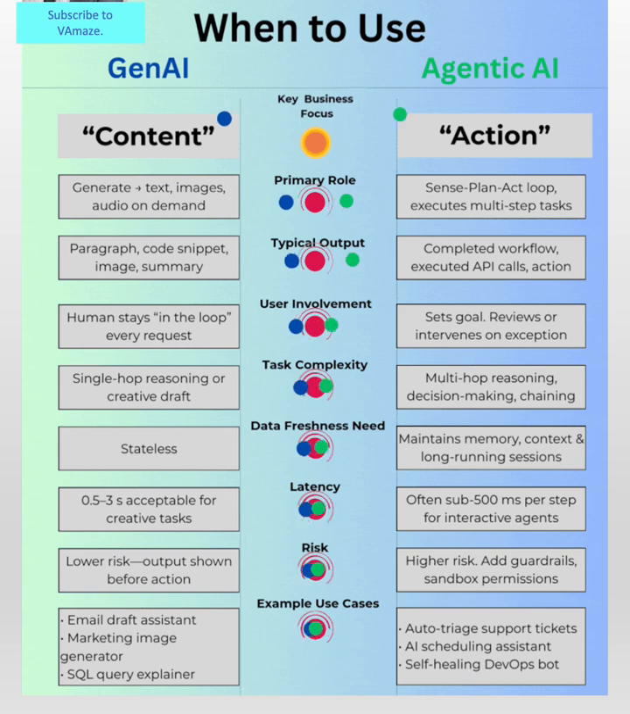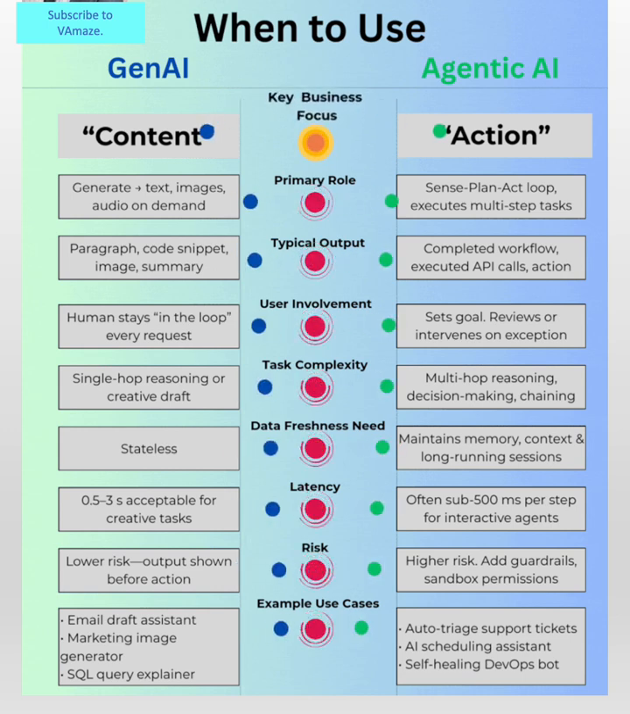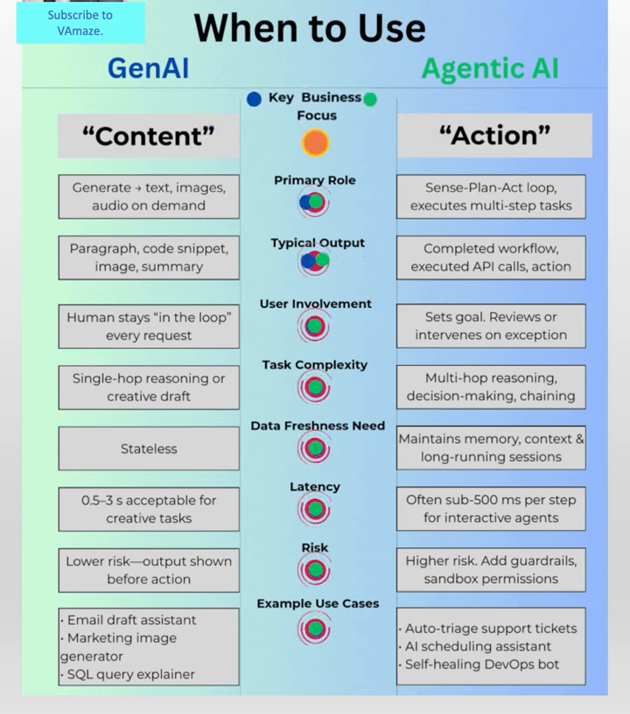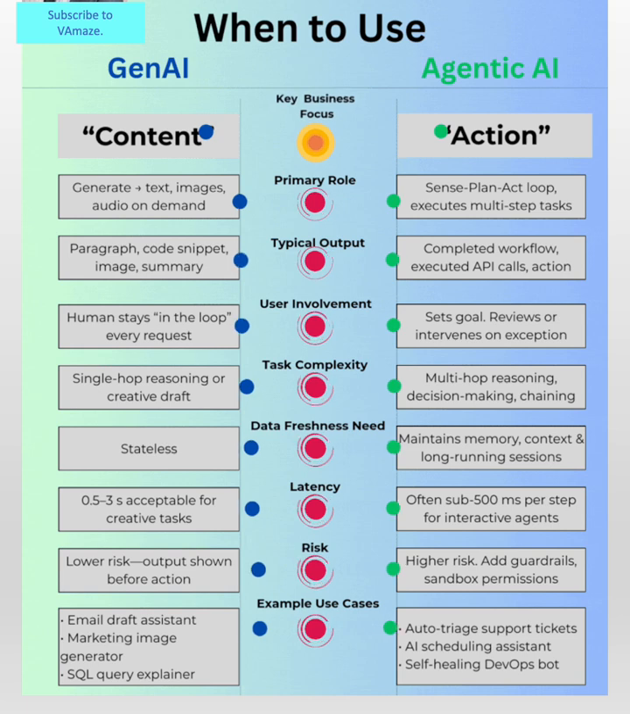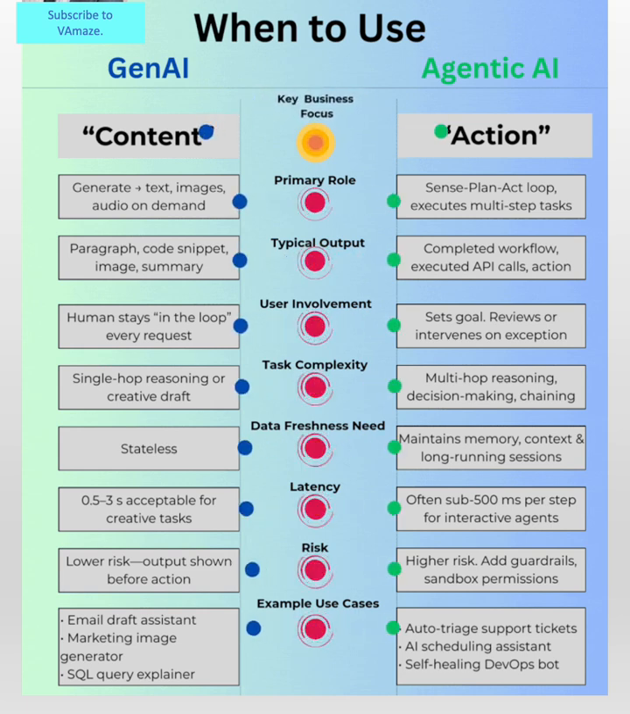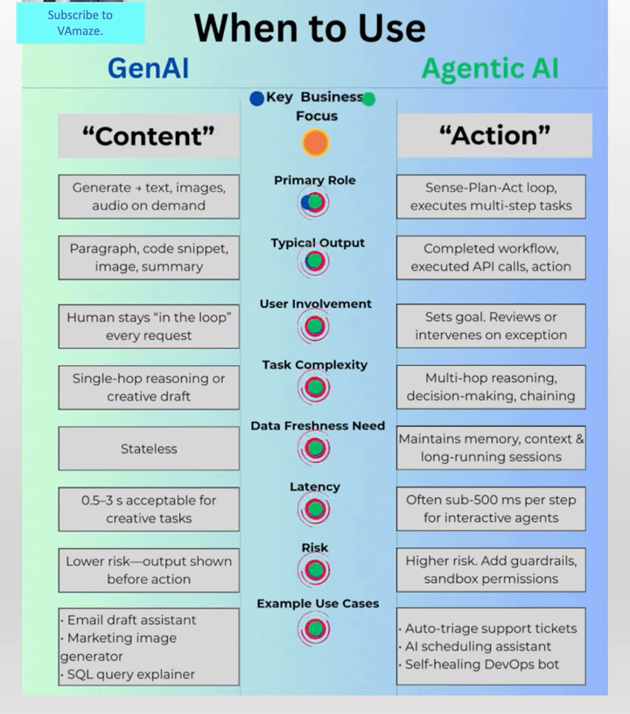The content generation powerhouse is GenAI. Primary role and capabilities. GenAI serves as a sophisticated content creation engine. Its primary role revolves around generating high-quality text, images, audio, and even code snippets. Whether you need a compelling paragraph, a code snippet, an image summary, or creative content, GenAI delivers rapid, high-quality outputs. Typical output characteristics. The outputs from GenAI systems are typically complete, standalone pieces of content. You might receive a well-structured document, a functional code block, a detailed image description, or a creative story, all delivered as finished products ready for use or minor refinement.